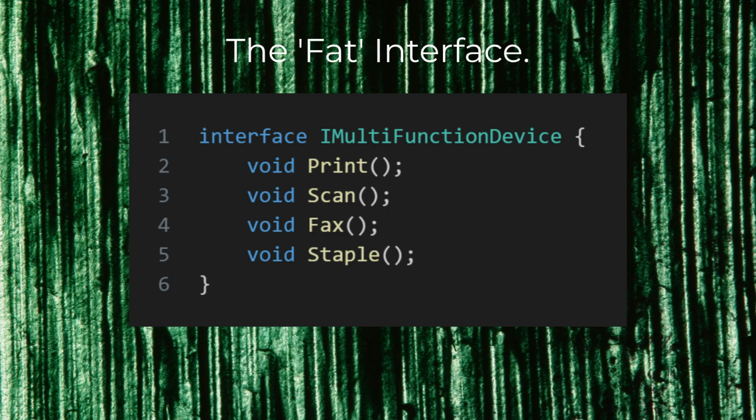Here is a classic violation of ISP. We have an interface called IMultiFunctionDevice. It represents a smart office machine that can print, scan, fax, and staple. This looks convenient at first glance. It groups related functionality together. But what happens when we try to implement a simple, budget-friendly printer using this interface?